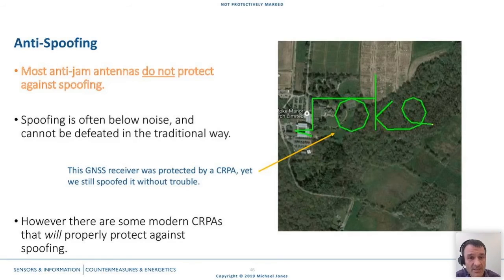And how can they protect against spoofing? Well, they do that because they've got those correlators in there that we heard about earlier when we were talking about geolocating spoofers. These anti-jam antennas that can do anti-spoofing have those correlators in there so that they can track the spoof signals and defeat them then with nulling.